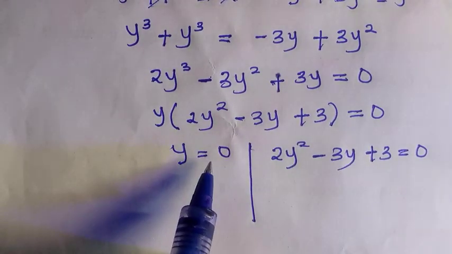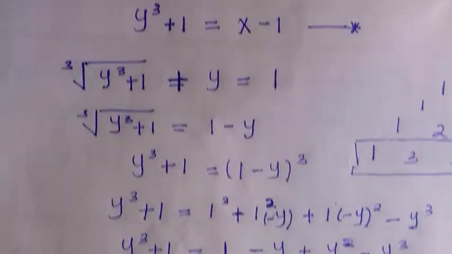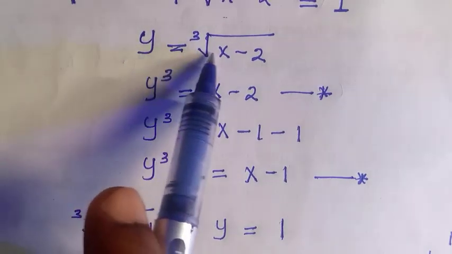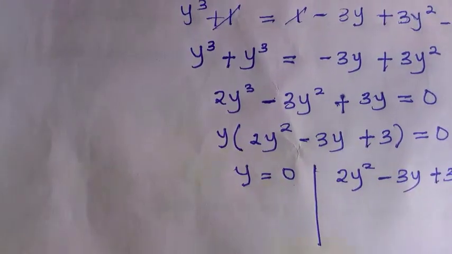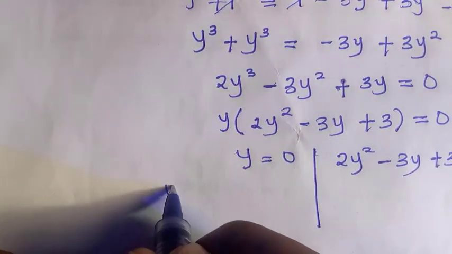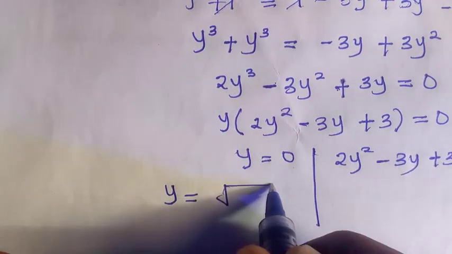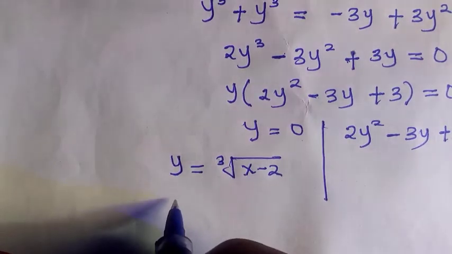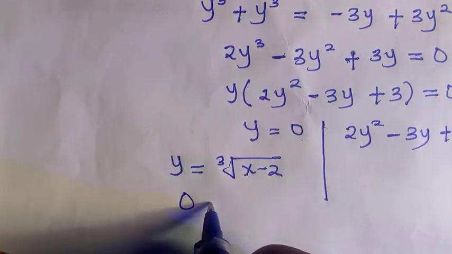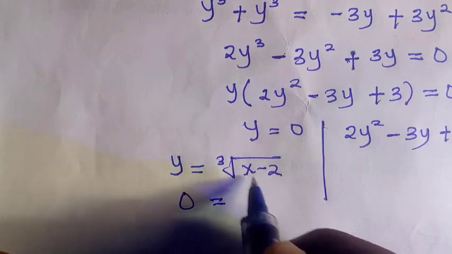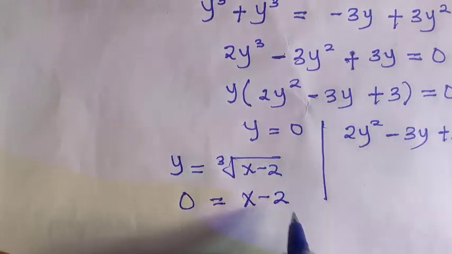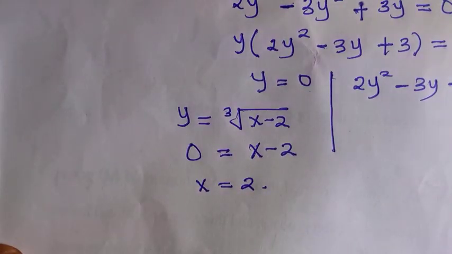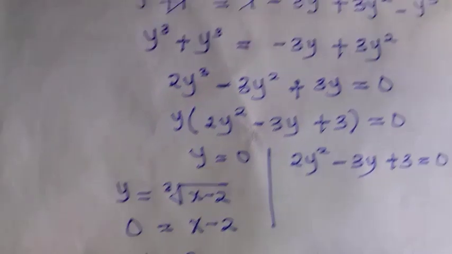But this is not the final answer, since we left this above as y equals the cube root of x minus 2. So we are trying to replace it here to obtain the value of x, not y. Hereby we have y equals the cube root of x minus 2. But if y equals 0, we are going to have 0 equals, and we take the cube of both sides, so here becomes x minus 2. Then the real value of x here equals 2 as one of the solutions to the problem above.